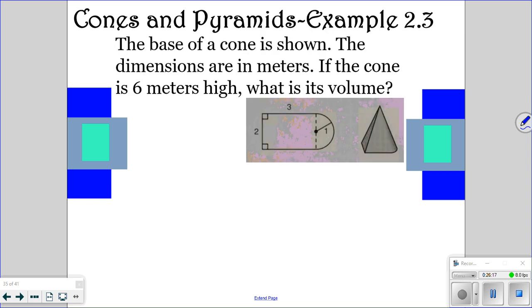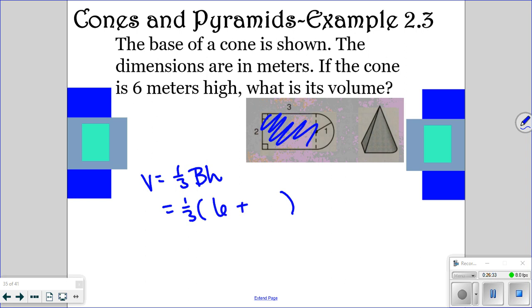So we've got a cone here. We want to find the volume. So our volume formula is 1/3 area of the base times the height. The area of this base, this part is 6, and then this part here is a semicircle. So pi r squared, our r is 1, so 1 squared is still 1, and then divide by 2. And so that's your base, and then the height is 6, because I told you it's 6 meters high.